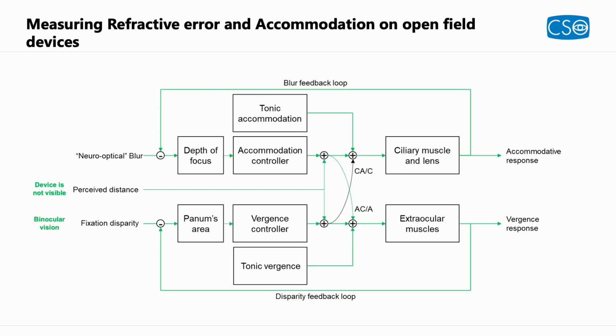In this way, the fixation device is not visible. It is perceived by the brain as happening in the distance, and so the CAC relation is kept, and the accommodative response is proportional to the distance. Binocular vision is happening because fixation disparity is stimulating Panum's area, and you have the full feedback that leads to a vergence response at different distances.